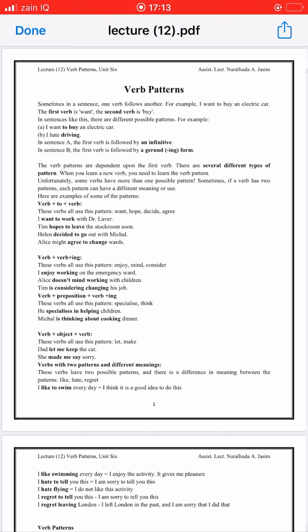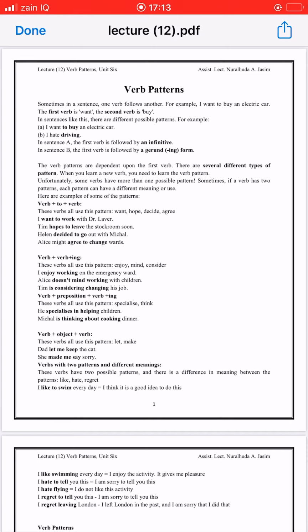I'm going to read this lecture. Sometimes in a sentence one verb follows another. For example, I want to buy an electric car. The first verb is want. The second verb is buy. In sentences like this, there are different possible patterns. For example, I want to buy an electric car.